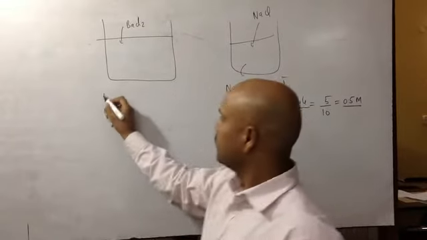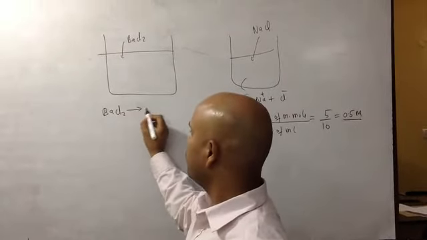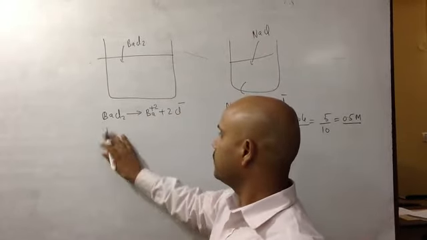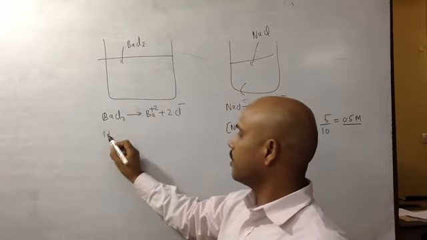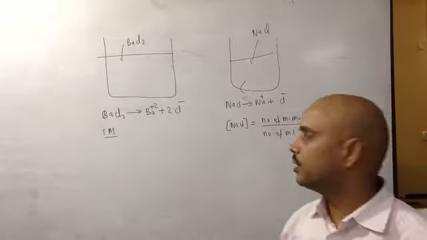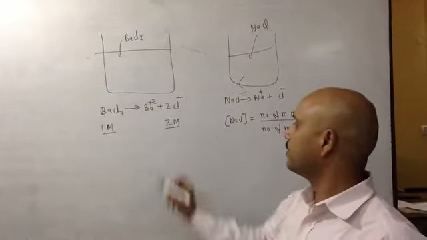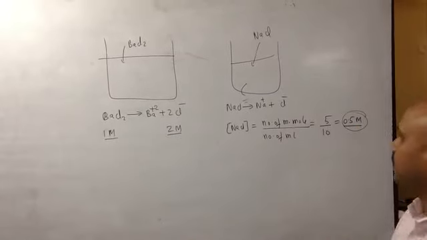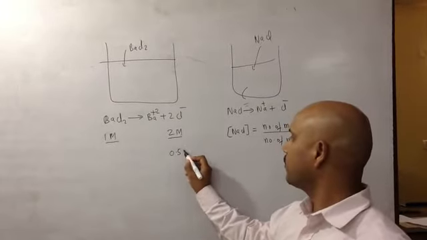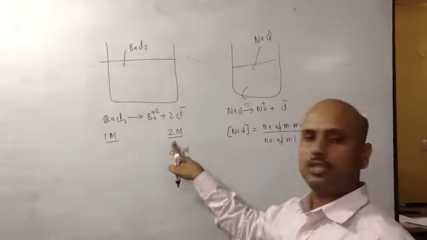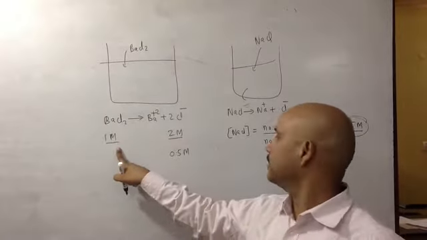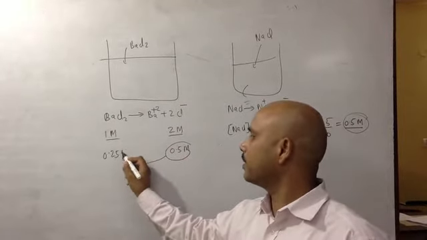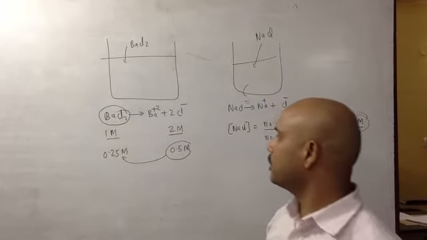Here also, when BaCl2 dissociates, it dissociates as this. If we have 1 M of BaCl2, it will give 2 M of Cl minus. Now, since concentration of Cl minus has to be the same, here this concentration is 0.5 M. If Cl minus is 2 M, BaCl2 is 1 M. If this is 0.5 M, its concentration will be half of this, that is 0.25 M. Therefore, concentration of BaCl2 is 0.25.